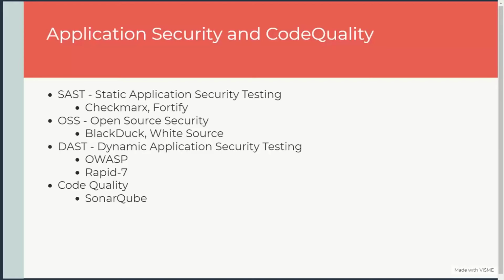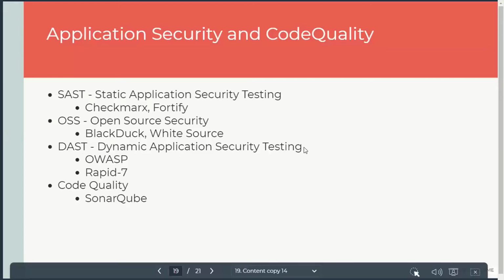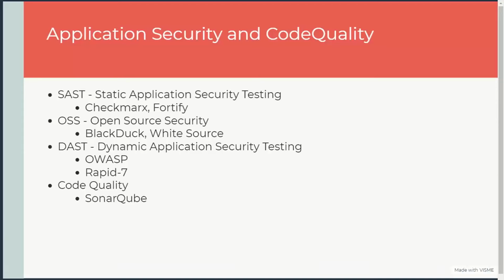Okay, and then the dynamic application security testing, and here maybe OWASP and then Rapid7. Once you have deployed your application to a deployment platform like Azure App Services or a Kubernetes platform, at that time you will have the endpoint, right? So for example, we are accessing the particular endpoint using the browser.